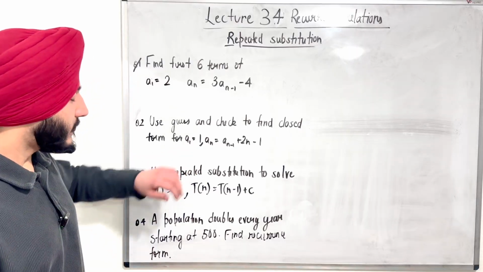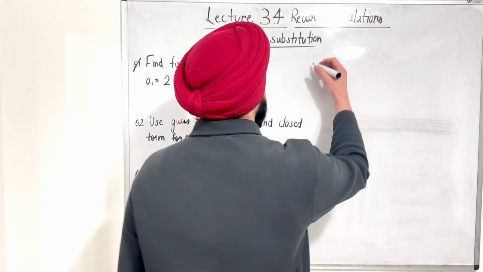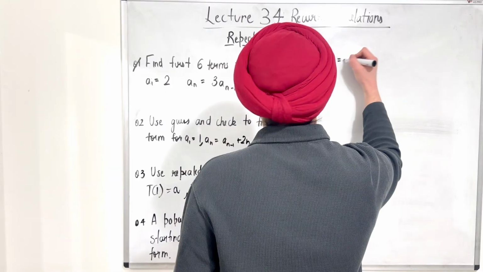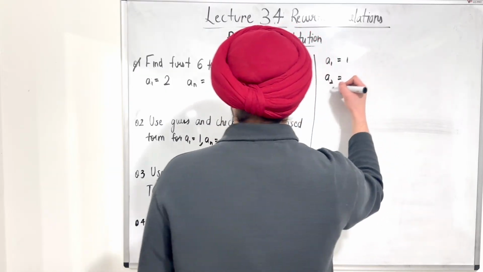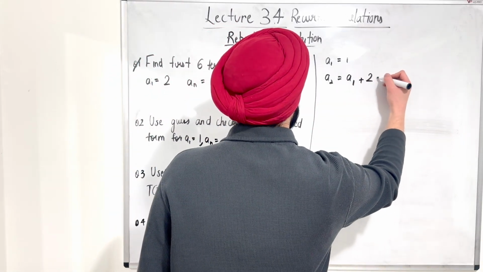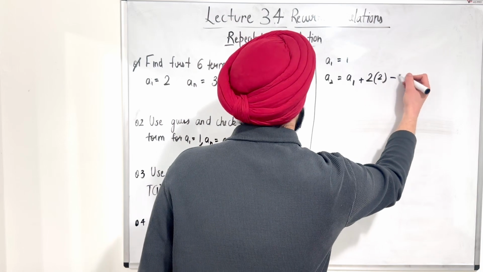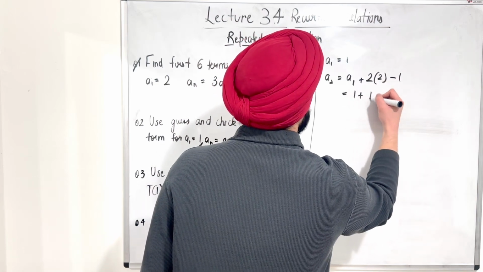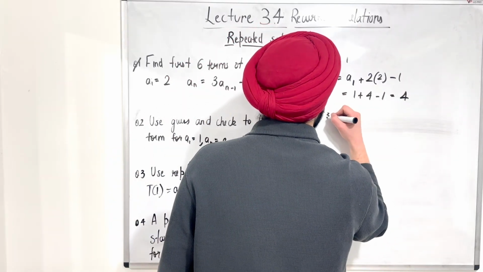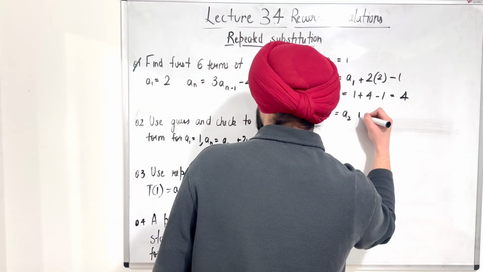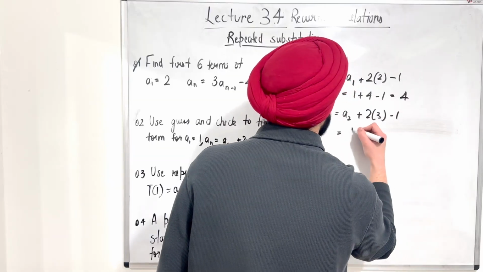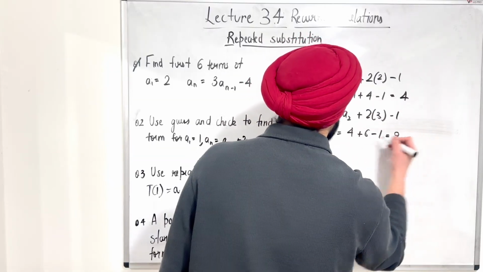Okay, so use guess and check to find the closed form. Once again, I'm just going to solve for a few terms. a1 I've been given equals 1. Let's see what a2 would be. a2 would be an minus 1, which is a1 plus 2 times 2 minus 1, which is going to be 1 plus 4 minus 1, which is going to be 4. a3 is going to be a2 plus 2 times 3 minus 1, which is going to be 4 plus 6 minus 1, which is going to be 9.